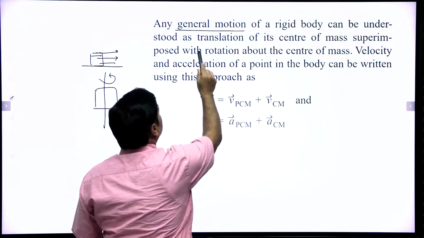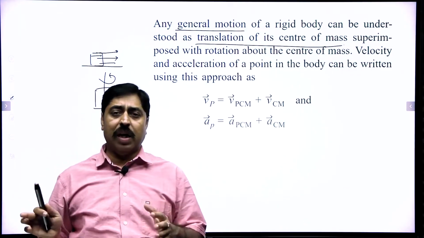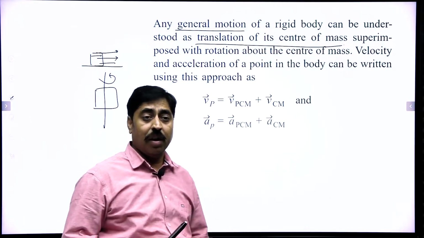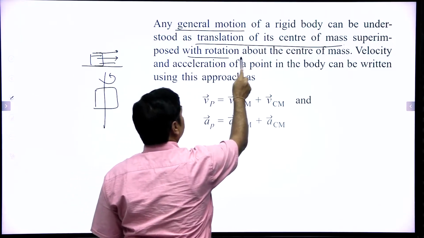Any general motion of a rigid body can be understood as a combination of two motions. It is translation of the center of mass of the body. You have to assume that the center of mass is moving, translating, and superimposed with it there is a rotation about the center of mass.